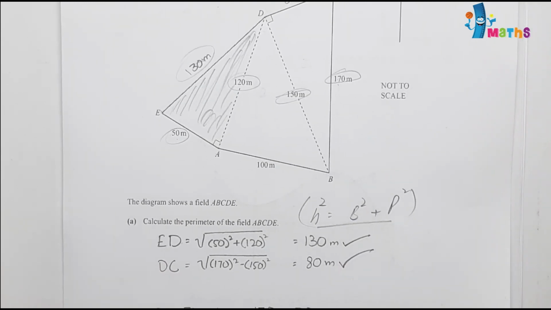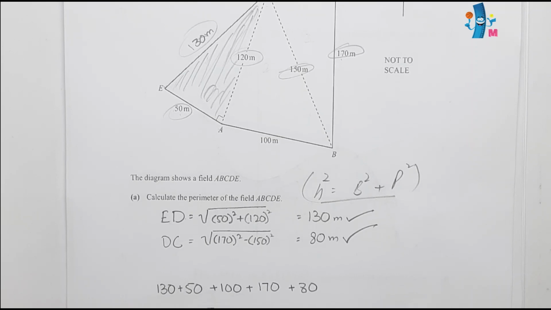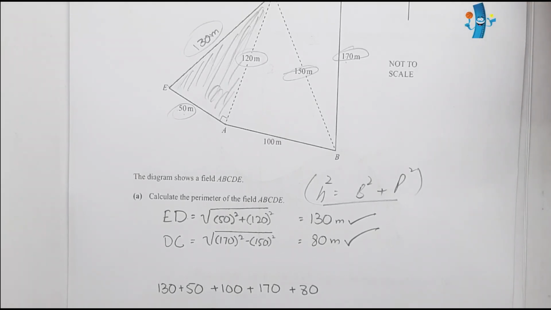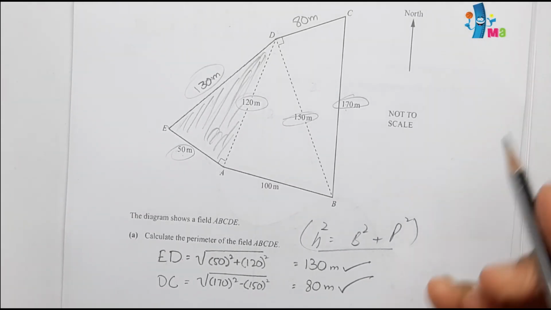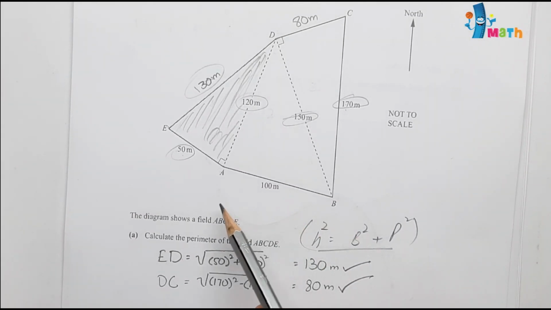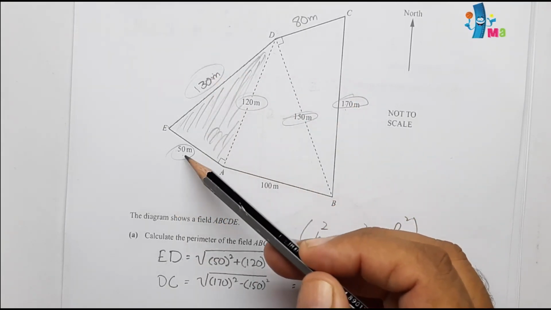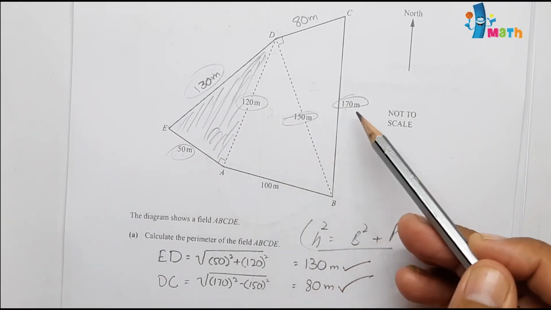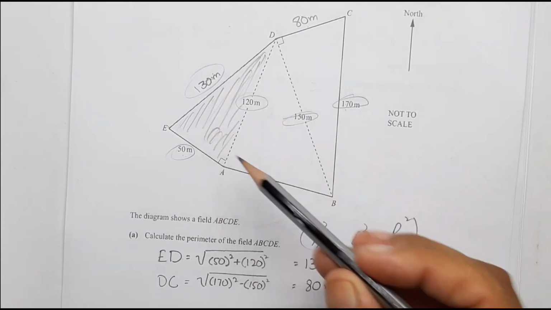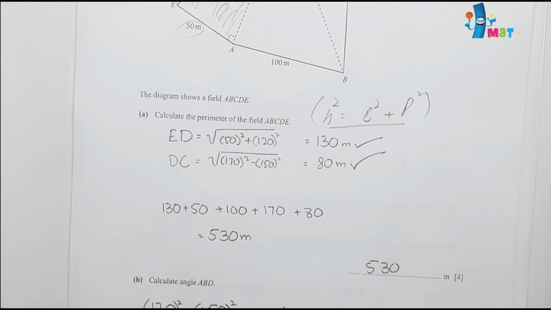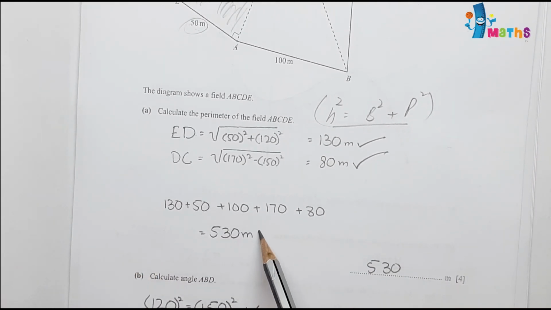For perimeter, we have to add all the sides. All the sides given means all these sides, like 130 plus 50 plus 100 plus 170 plus 80. This will be adding up to 530 meters. 530 meters is the perimeter.